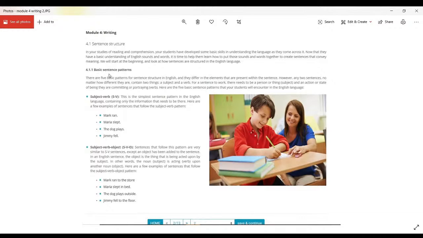4.1.1 Basic Sentence Patterns. Okay, what are the basic sentence patterns? Kagaya nung sinabi ko nung nakaraan, di ba, yung mga subject and verb, and object. Okay, so makikita natin yun dito sa yung 5 basic sentence patterns. Umpisahan muna natin sa subject and verb. Right? Kaya meron tayong subject and verb agreement. Right? So these are the examples.